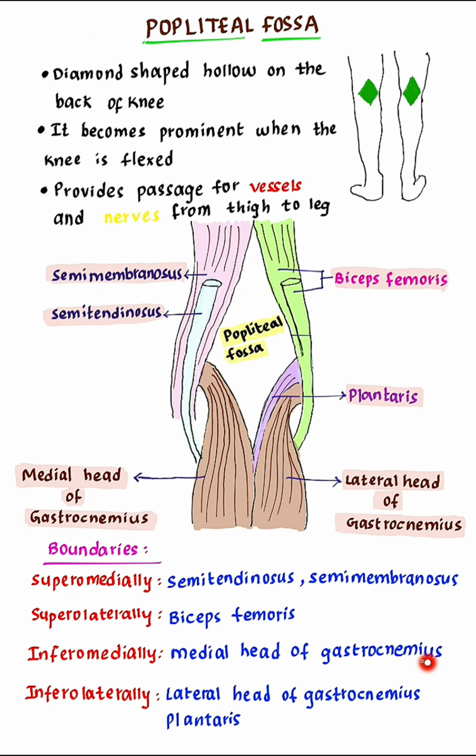Inferomedially, medial head of gastrocnemius. Inferolaterally, lateral head of gastrocnemius, supplemented by plantaris. To summarize: superomedially, semimembranosus and semitendinosus; superolaterally, biceps femoris; inferomedially, medial head of gastrocnemius; inferolaterally, lateral head of gastrocnemius, supplemented by plantaris.